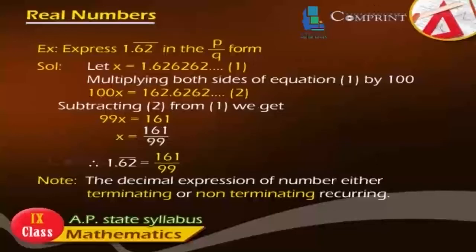Now, subtracting equation 1 from equation 2, we get 99x is equal to 161. This implies x is equal to 161 by 99. Therefore, 1.62 bar is equal to 161 by 99. Note, the decimal expression of a rational number is either terminating or non-terminating recurring.